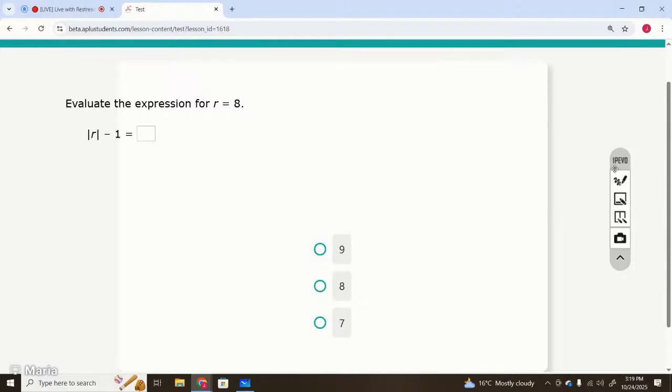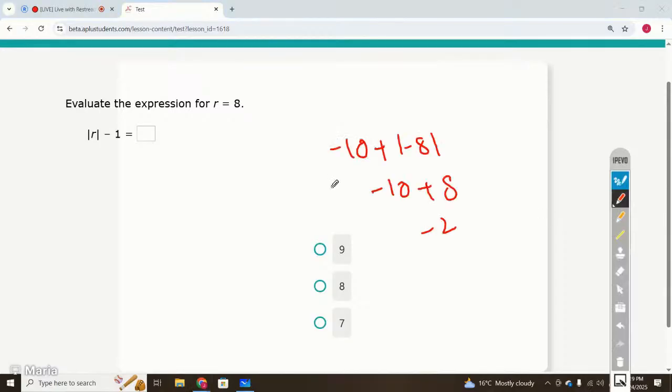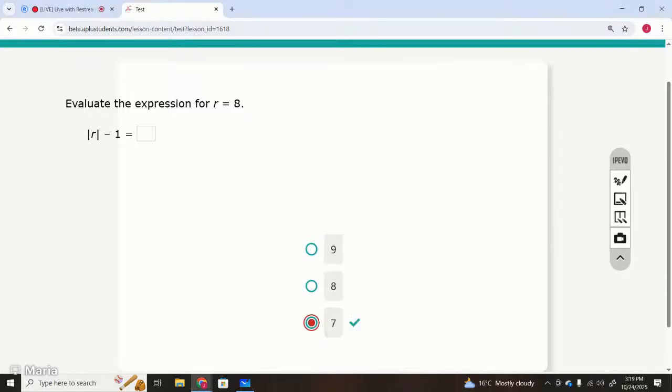Evaluate the expression for r equals 8. That is 8 minus 1 equals 7. Option number 3 is the correct option.